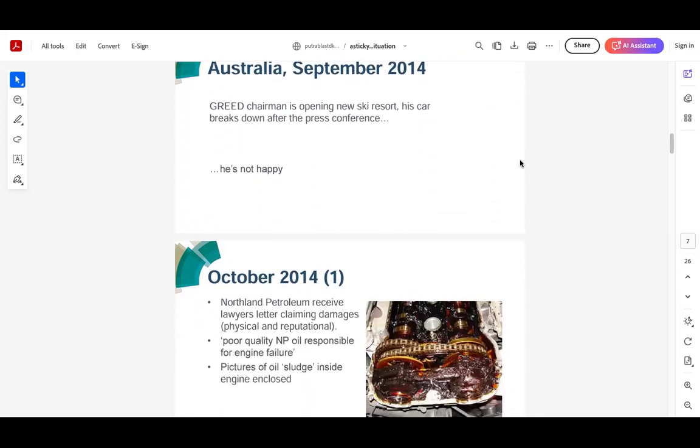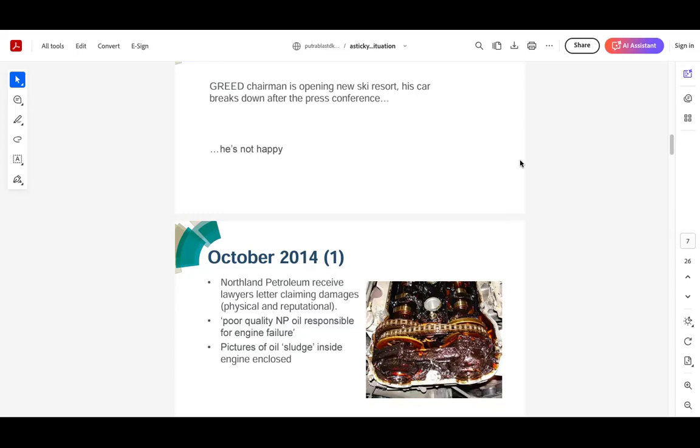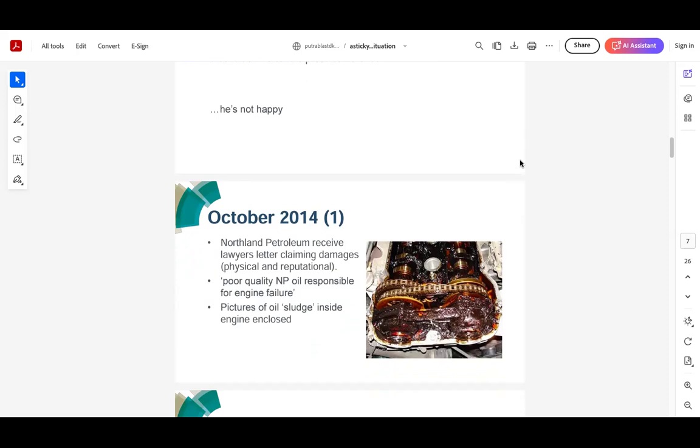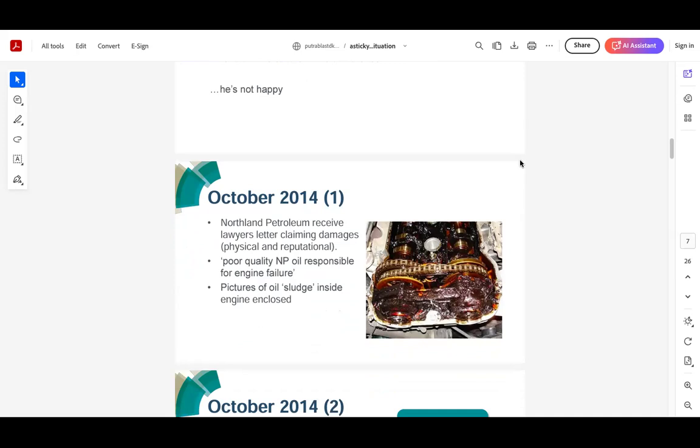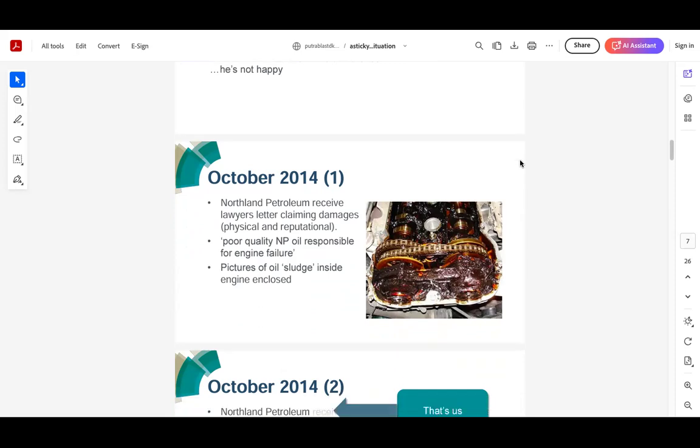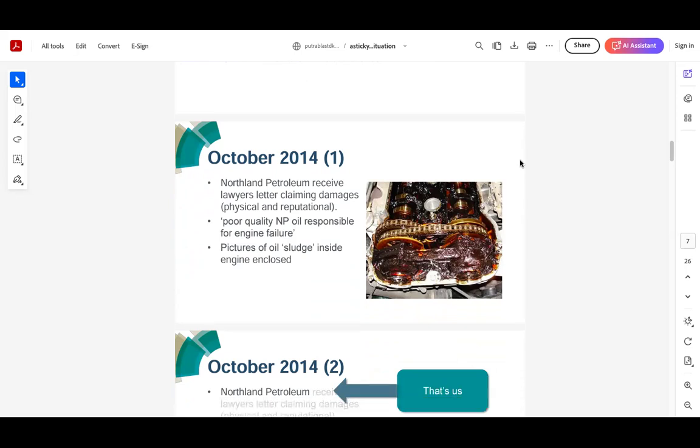So you, which is Northland Petroleum, the one that's selling the technology to the Grid company, receive a lawyer's letter claiming damage. Meaning that the Grid company chairman is trying to sue Northland Petroleum, claiming damage to his expensive car and reputation. Poor quality NP oil responsible for engine failure, right? That was the claim. And pictures of oil sludge inside the engine are enclosed together.